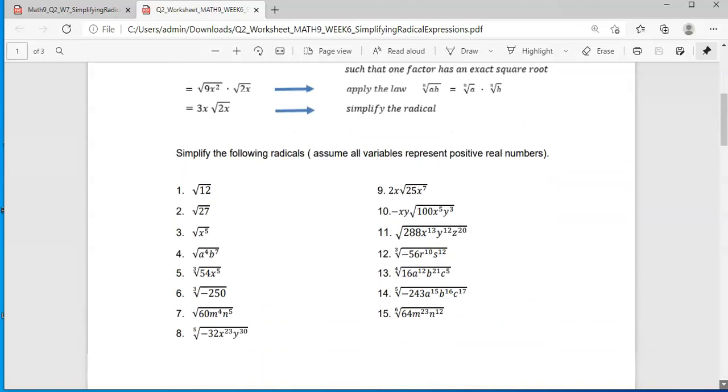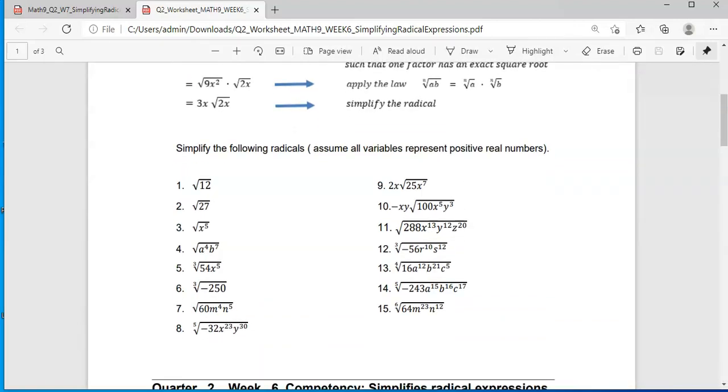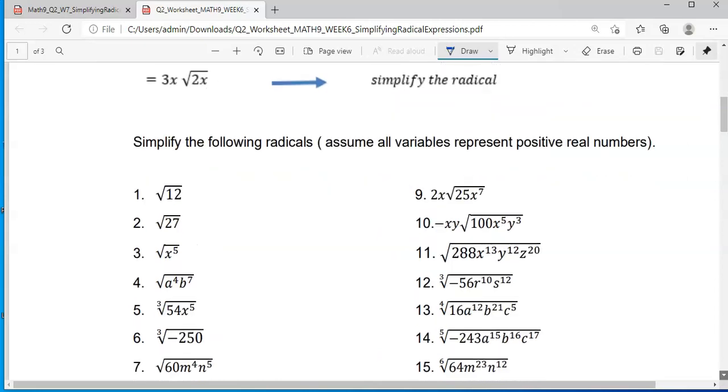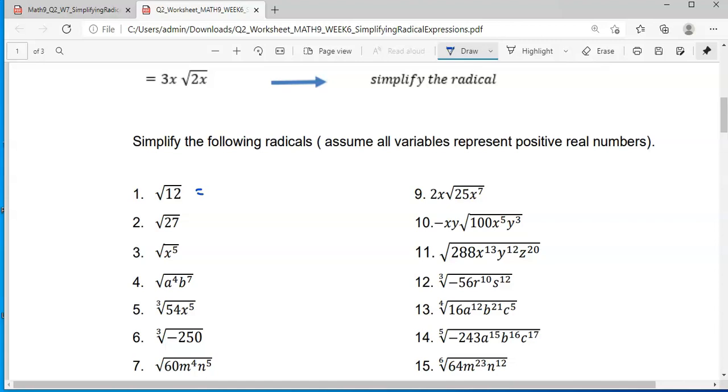Ibang examples. Okay, so try natin yung number 1. Let's try number 1. So square root of 12x. So hanapan natin ng perfect root ang 12. Okay, so I think may idea na kayo kung ano yung ilalagay nating factor. So ang naisip nating perfect root dyan ay 4. Habang ang hindi perfect root ay 3.